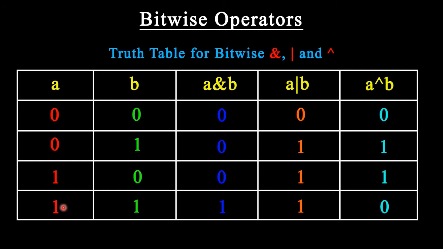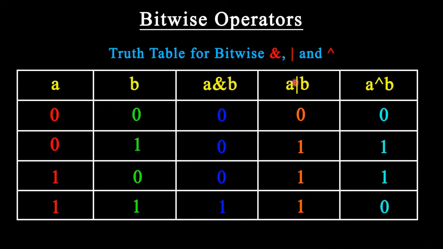And if the value of A is 1 and the value of B is 1, again it will give us 1. So while performing A bitwise AND B, 0 0 means 0, 0 1 means 0, 1 0 means 0, and 1 1 means 1. So this is the A bitwise AND B.